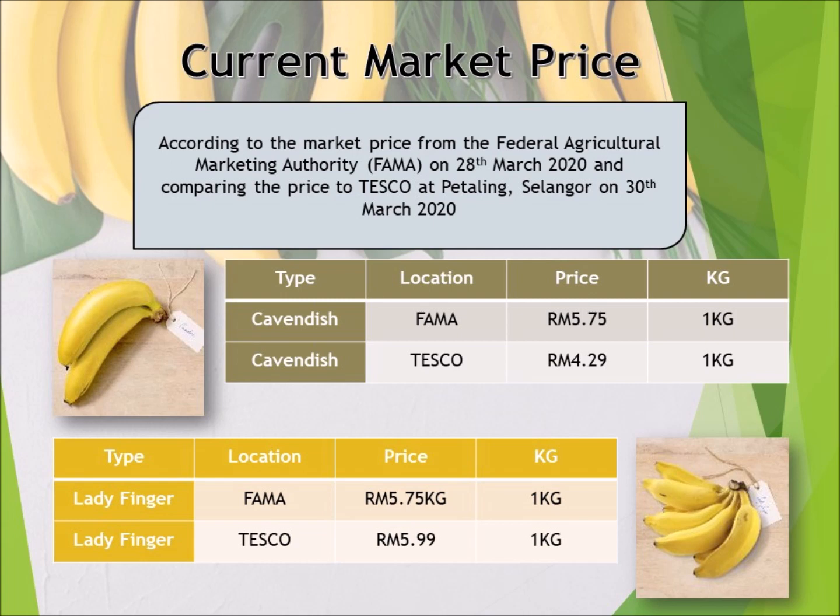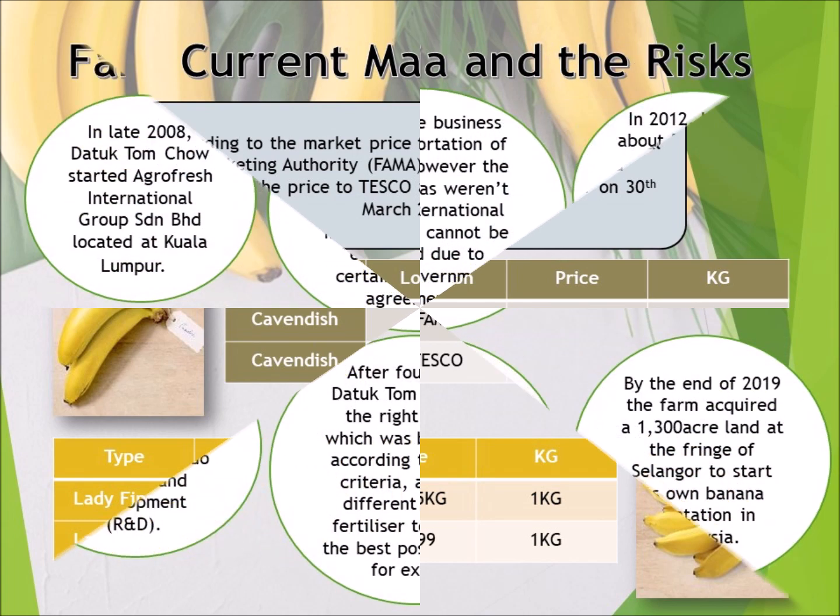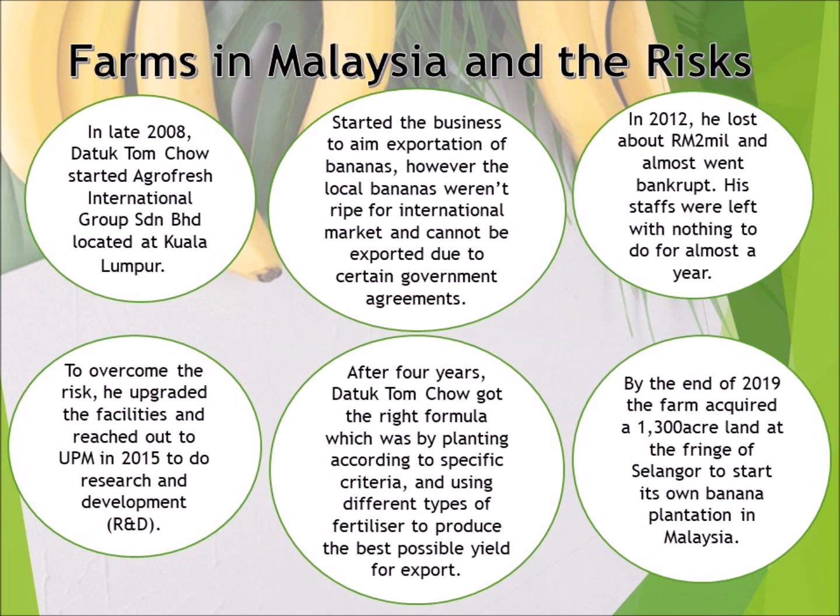For the Cavendish, at Fama, the price is RM5.75 for 1 kilogram, and for the Cavendish at Tesco, its price is RM4.29 for 1 kilo. Okay, next, for the Ladyfinger at Fama, the price is RM5.75 for 1 kilogram, and for the Ladyfinger at Tesco, its price is RM5.99 for 1 kilogram.